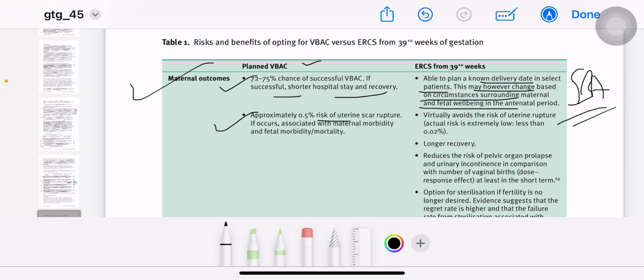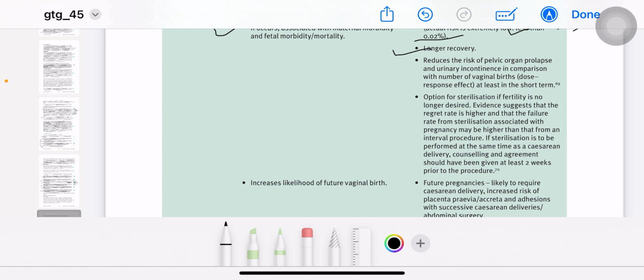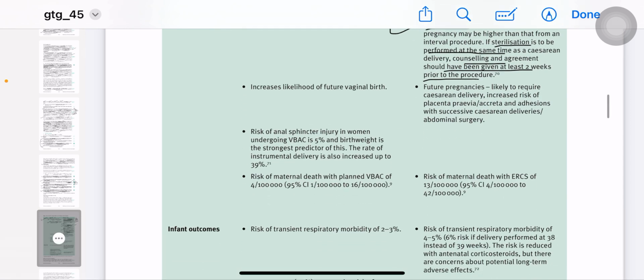0.5% risk of rupture, and with cesarean the risk of rupture is less than 0.02%. You have to tell the patient that cesarean section means a long recovery. It reduces the risk of pelvic organ prolapse and urinary incontinence in comparison with vaginal birth. With vaginal birth, there is an increased risk of pelvic organ prolapse and urinary incontinence. Option for sterilization if fertility is no longer desired. Evidence suggests that the regret rate is higher than the failure rate from sterilization. So if sterilization is to be performed at the same time as cesarean delivery, counseling and agreement should be given at least 2 weeks prior to the procedure.